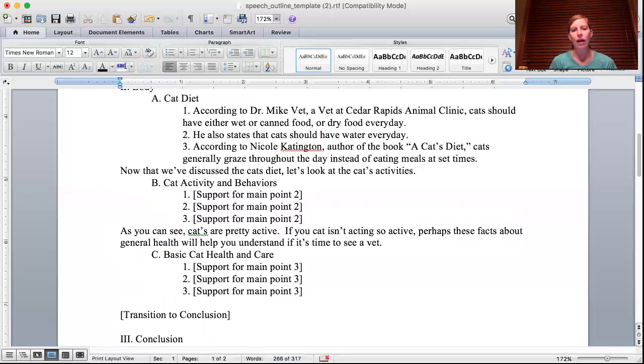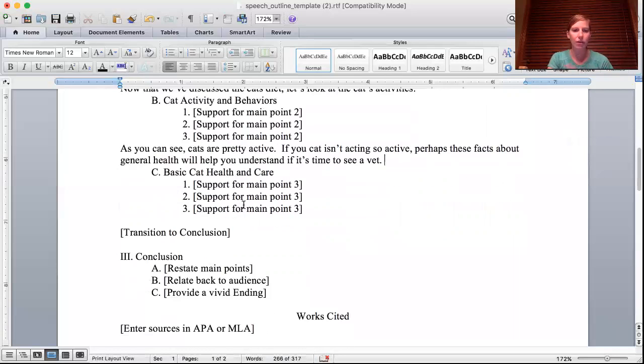So notice here, see that grammar error there. Cats are pretty active. We've included that, summarized what we just said about cat activity, and then connected into, so maybe if your cat's not so active, let's talk about this. So you can see that we're shifting here. We've connected those main points. And then we're going to talk about our basic healthcare.